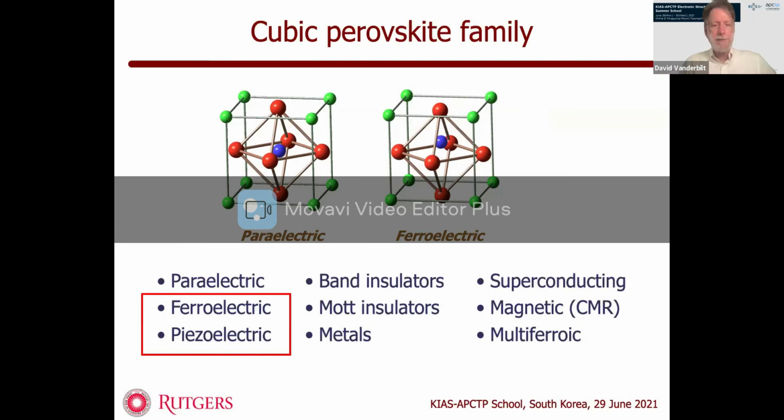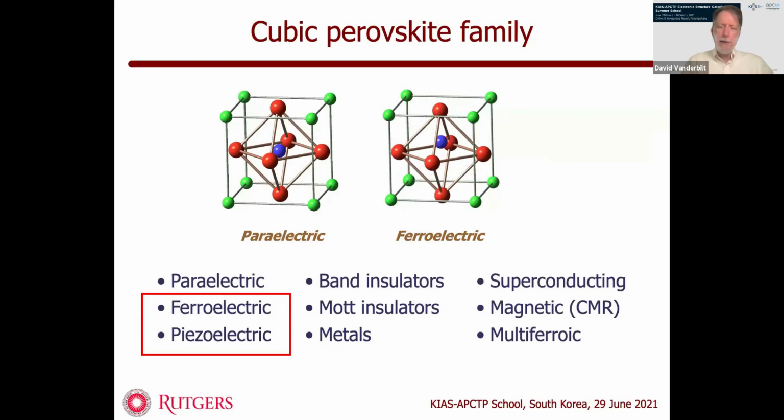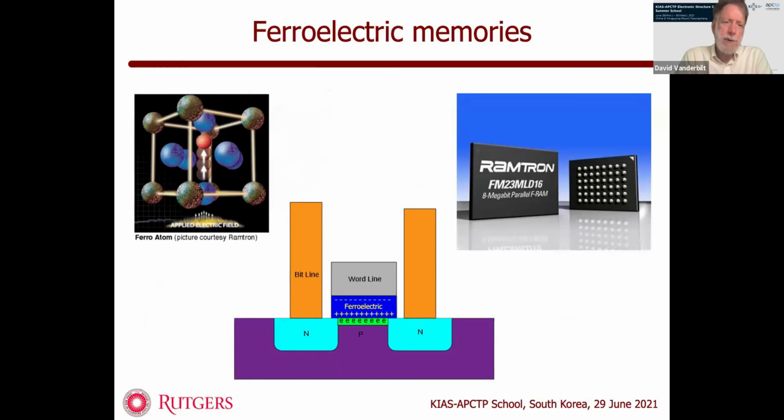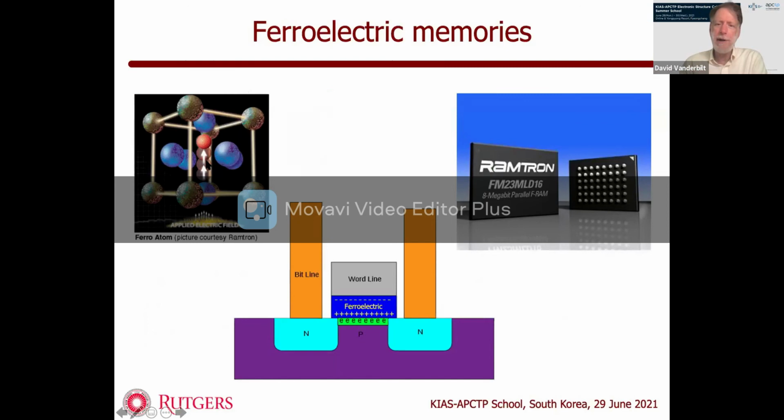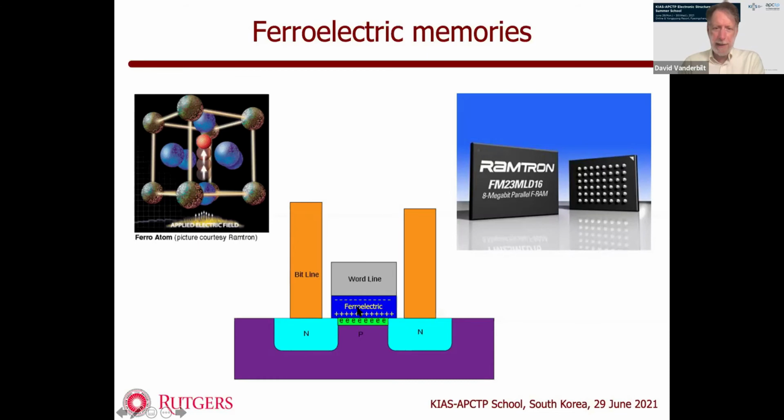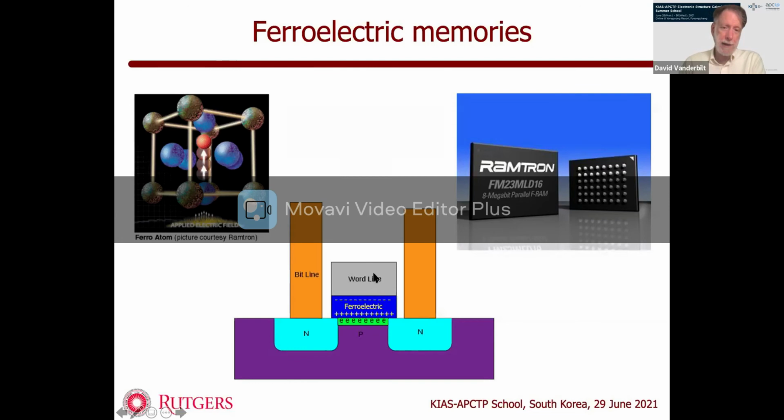So ferroelectricity, because I have two states, let's imagine I just have two states. So I have polar up and polar down. I can think of that as a bit. And so one application for ferroelectrics is as solid state memories. And these would be non-volatile memories. The idea is you have something like an ordinary field effect transistor, except you replace the gate dielectric with a ferroelectric, which can either polarize down or polarize up, depending upon how its state is set by this external electrode word line.